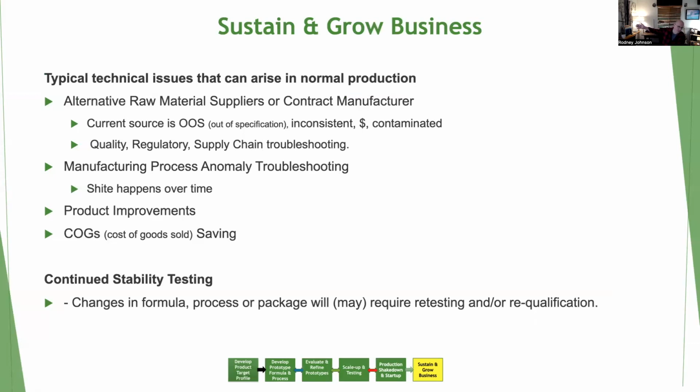Product improvements are also something that's ongoing, and it's very common once you're up and in a steady state. There begins a focus on cost of goods sold, and a focus on alternative sourcing and changing the process to lower the cost. And then finally, you need to do some stability testing on an ongoing basis, because if you change the formula slightly, you may have to retest the stability. Some countries require ongoing intermittent stability studies.